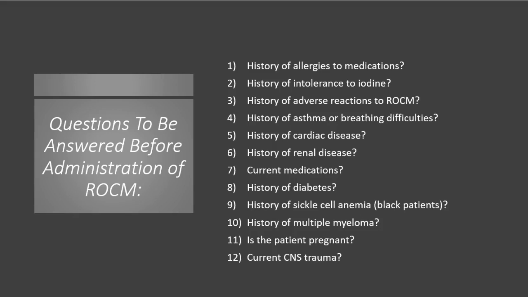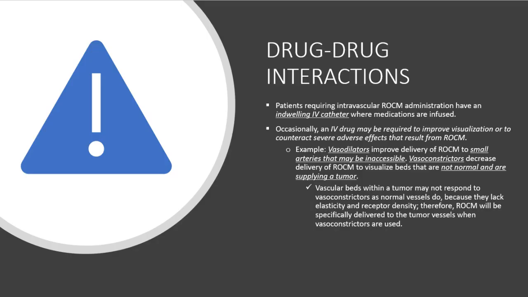History of sickle cell anemia. It's usually found in black patients, but I wouldn't just isolate it to black patients. The reason that we care about sickle cell anemia is because we dehydrate the red blood cell. So we need to know, are we going to put them in a crisis if we dehydrate a bunch of their red blood cells? Do they have a history of multiple myeloma? Is the patient pregnant? And any current CNS trauma? All of those are very, very important questions to ask, and we need to know before we give contrast.